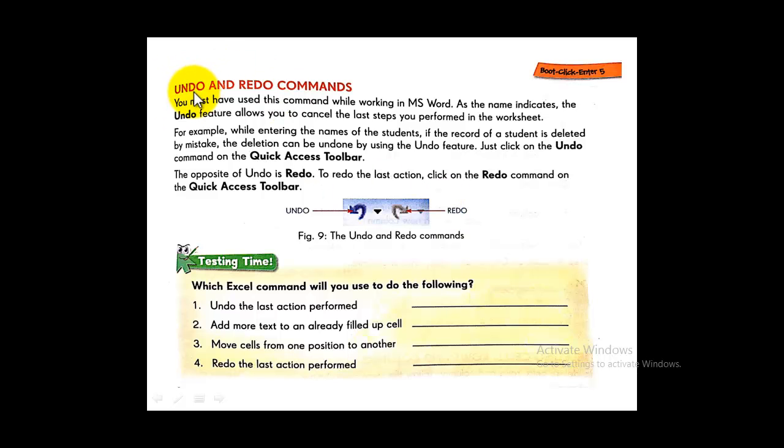This is how we use undo and redo command in MS Excel 2010. Now the testing time, these things you can do as home assignment as before. Now which Excel command will you use to do the following? Undo the last action, perform the decision. You know this, I've just told you. Add more text to an already filled up cell text.